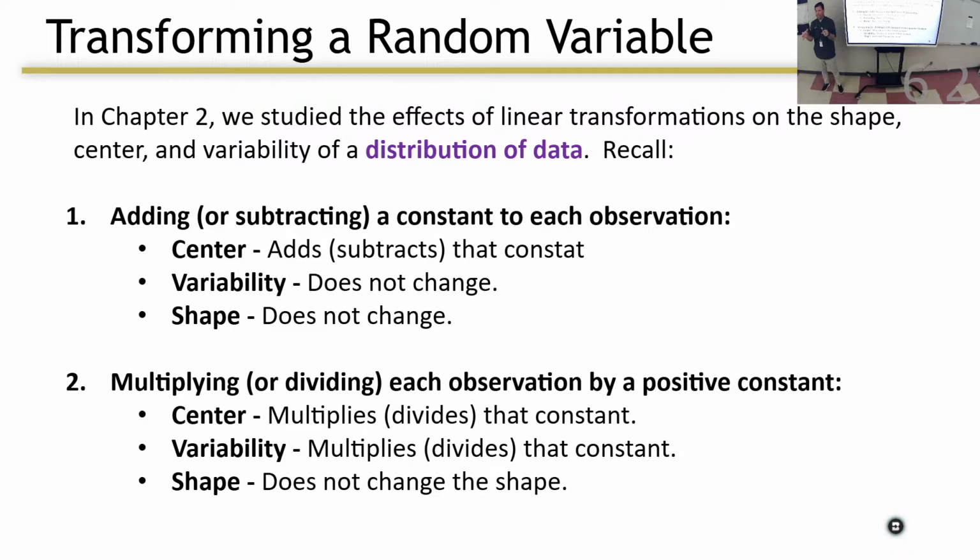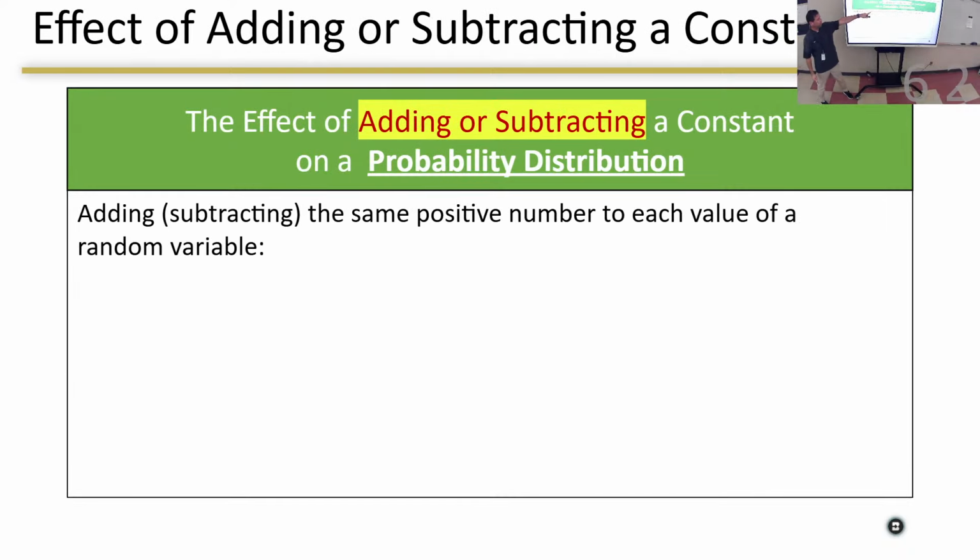The same thing happens. If I'm adding or subtracting, it adds or subtracts to the center, but it only changes the center. It doesn't change the shape. It doesn't change the spread. If I'm multiplying or dividing, it's going to change both the center and the spread. However, it will not change the shape. This is what's going to come up in just a second. So this is probability distributions.